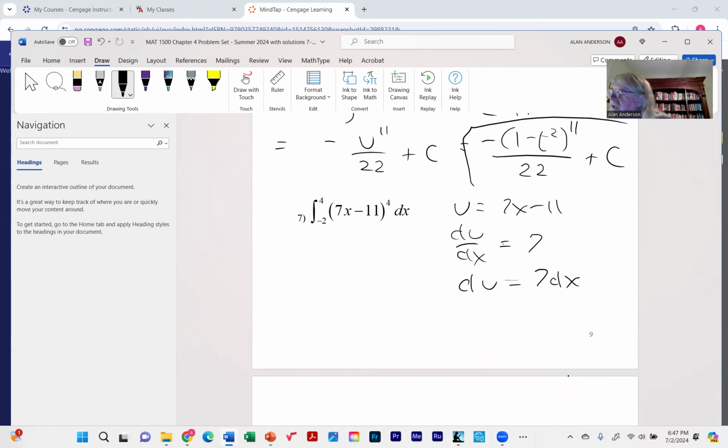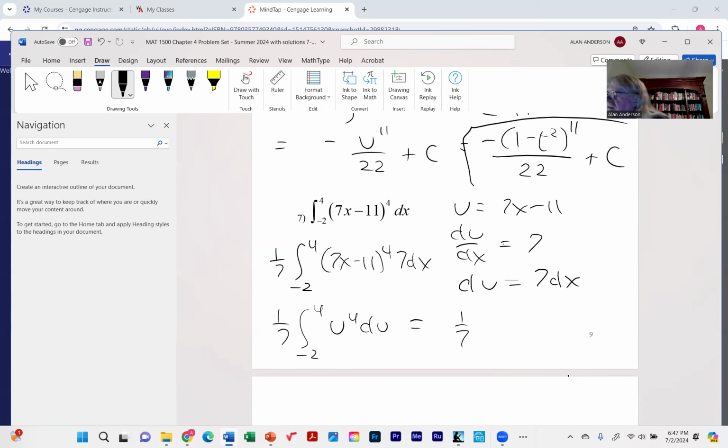So you see, we do have the ability to supply the constant we need, which is 7. So we're multiplying and dividing by 7. So now we have this, and now we can certainly apply the power rule. But again, here we don't need the C.